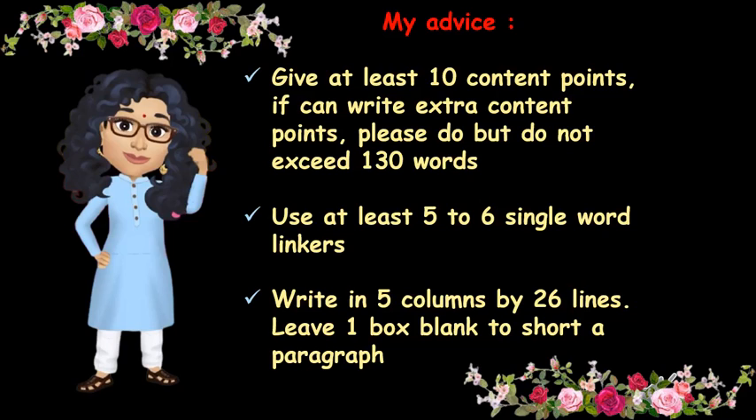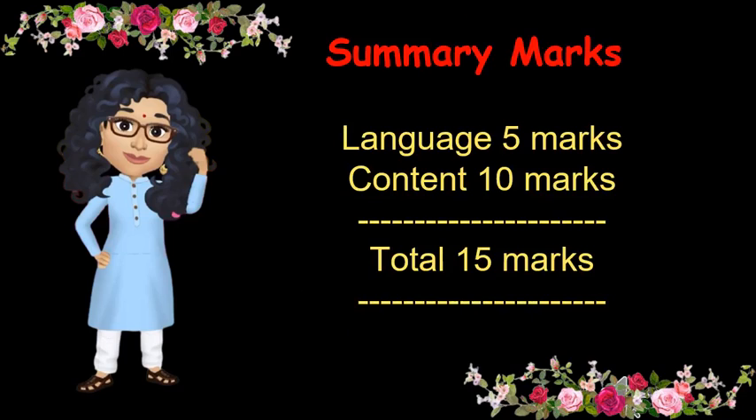Okay, so let's see the allocation of marks for summary writing. Language will be 5 marks, content will be 10 marks. Even if you give 11 content points or 12 content points, your maximum marks for content will be 10 only. So the total will be 15. If you ask me, is it difficult to get 15 marks, teacher? Not at all. Just follow what I'm going to say next.